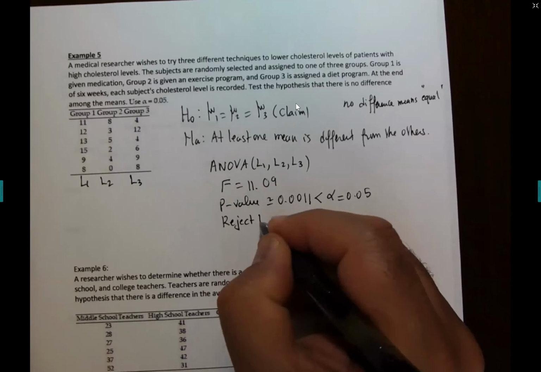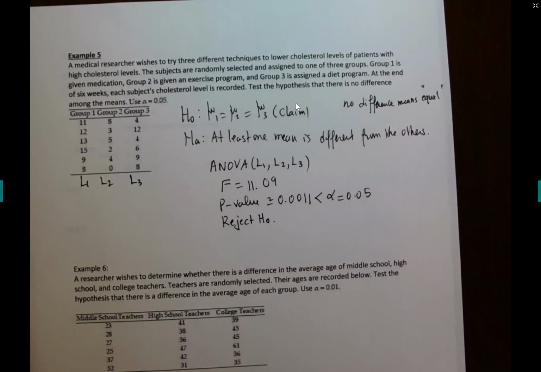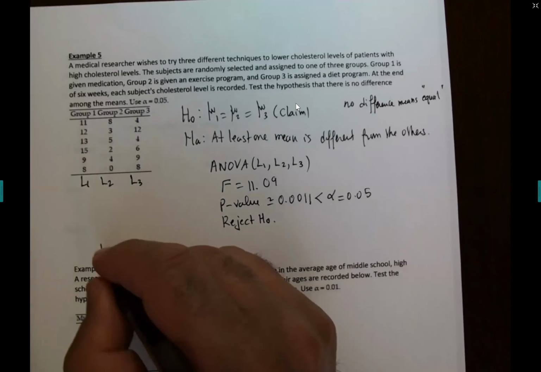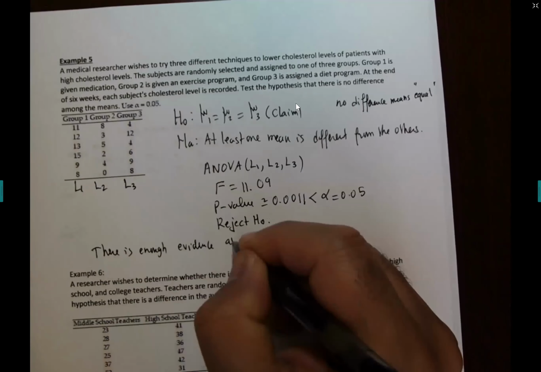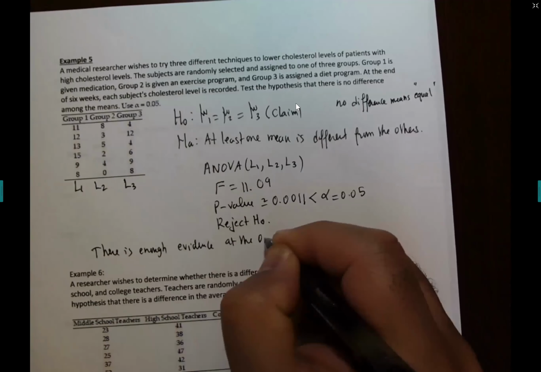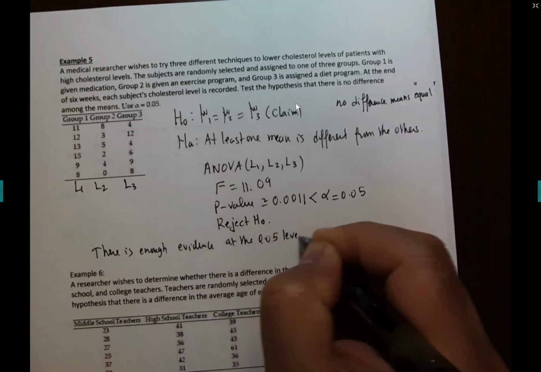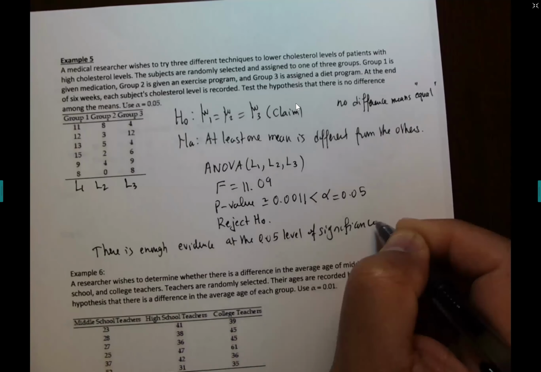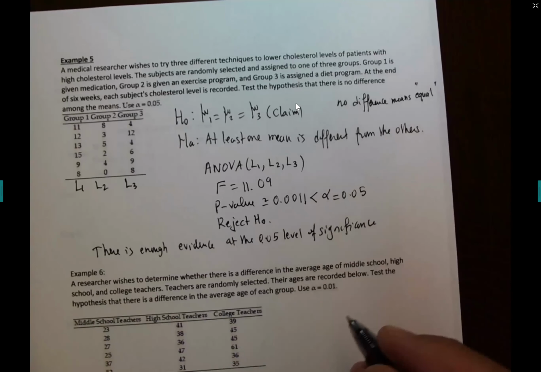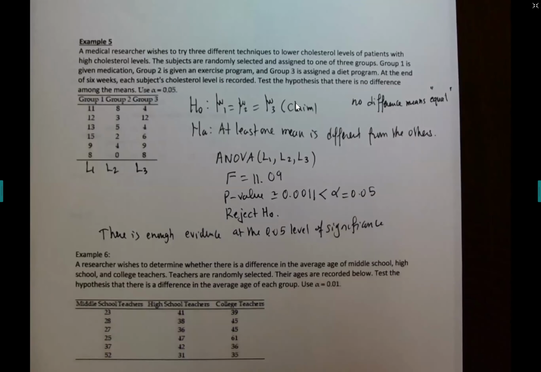Reject H0. And the conclusion. There is, let's see if a student can help me, enough evidence at the 0.05 level of significance to what, guys? The claim is in H0 and we rejected H0. So what do we say? There is enough evidence to what? To, that's important because that will be the last step that you have to choose: to reject the claim. Thank you.